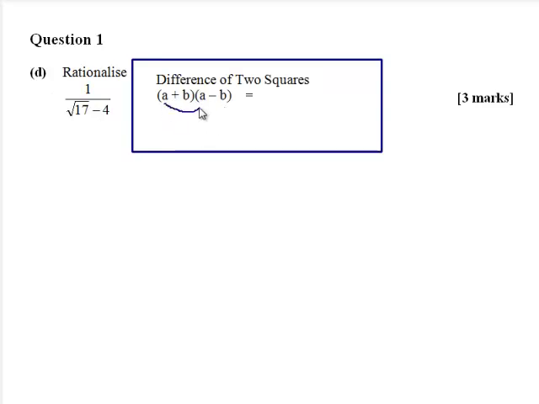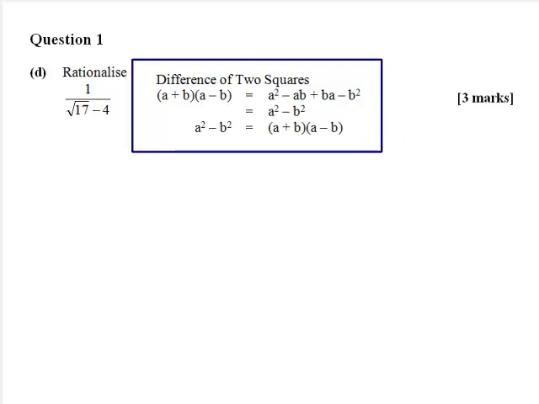I've got a times a, which gives me a squared. I've got a times minus b, which gives me minus ab. I've got b times a, which is going to give me plus ba. And then I've got b times minus b, which is going to give me minus b squared. ab and ba are obviously the same, so they will cancel. So I've now got a squared minus b squared is a plus b times a minus b. Okay, this is the difference of two squares. That's a square, that's a square, and I can write it out as those brackets.